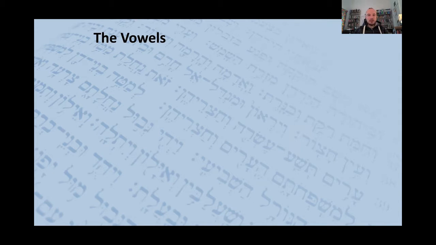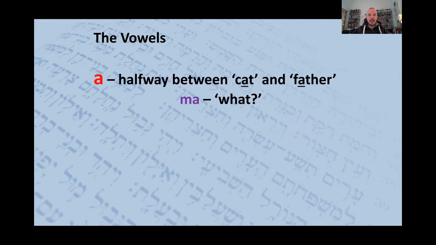So let's have a look at the vowels. So the first one, a, halfway between cat and father is how you'd pronounce it. So like in the Hebrew word for what, which is ma. Ma means what. So when you see that letter, you know you need to pronounce it ah, which is not quite as short as a and not quite as long as r in father.